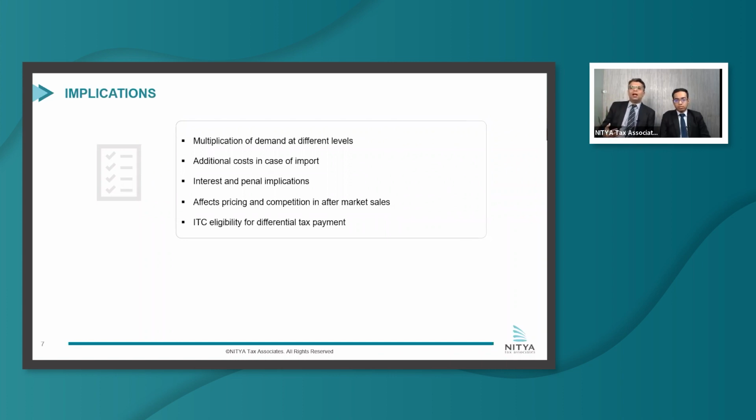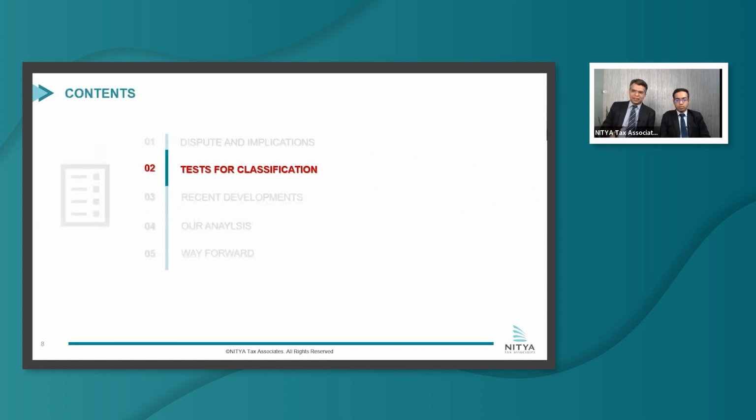In that context, now we'll be discussing some tests and recent developments for automobile part manufacturers. And for that, Shivam would take it up. Yeah, Shivam, please. Thank you, Deepak.